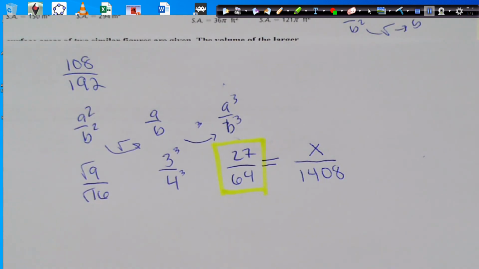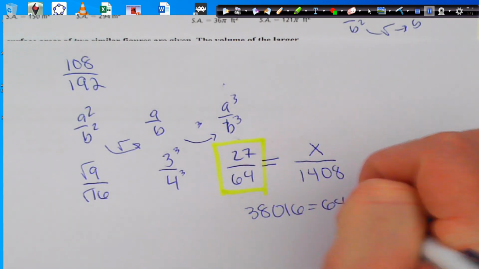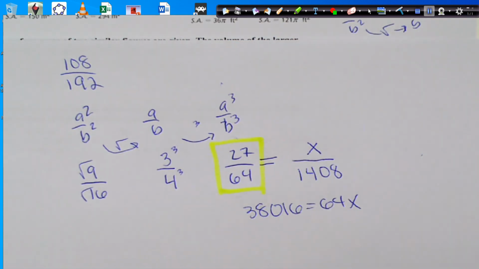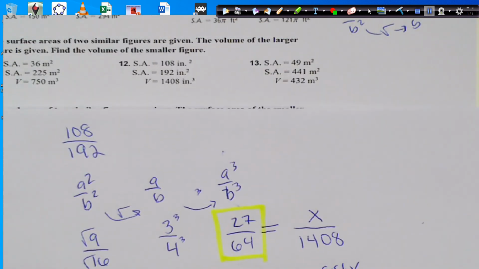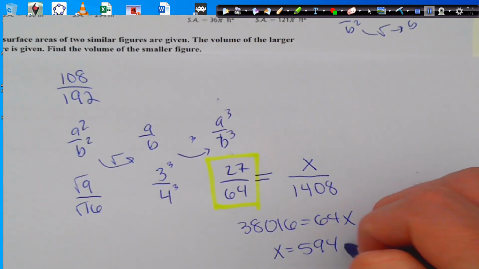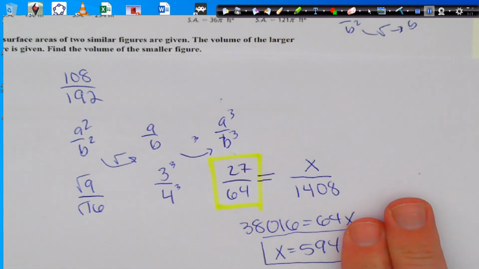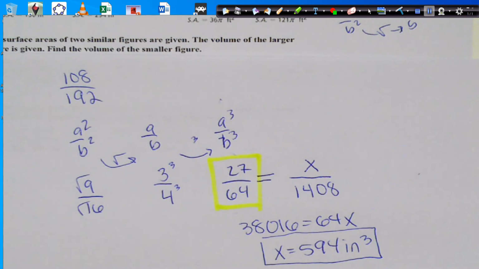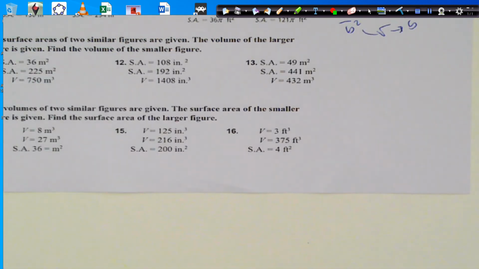So 27 times 1408 is going to give me this really large number. And then we're going to divide by 64. So x ends up being 594. And we should put in our units, which is cubic inches. On the Go formative, you can just leave it as 594. Alright? Very good. So those are probably the most time-conducive ones until the next one.